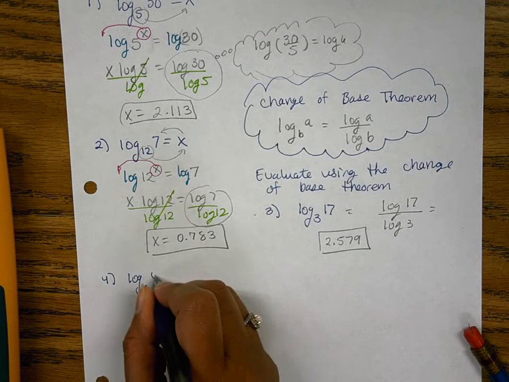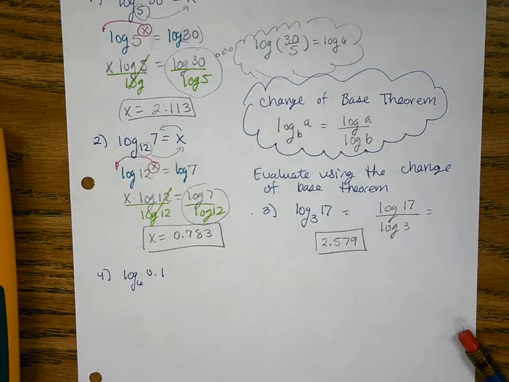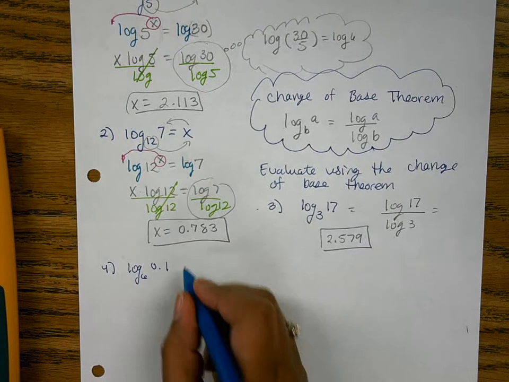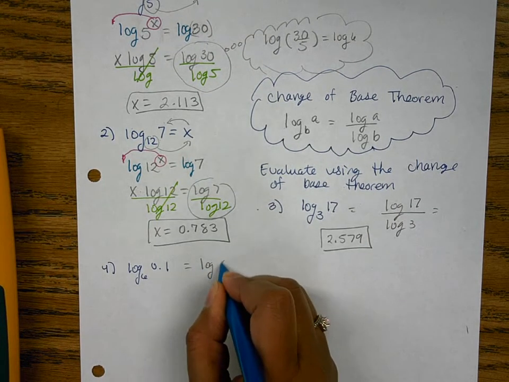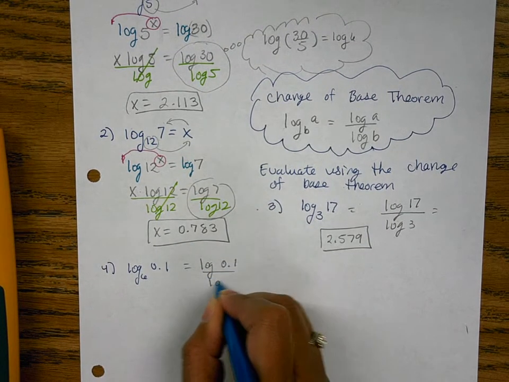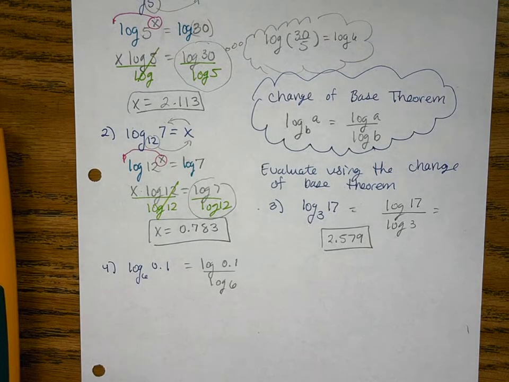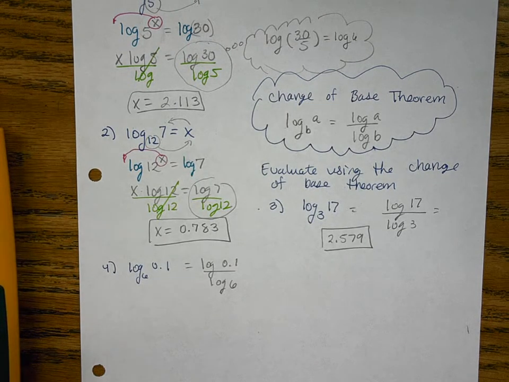Number 4, log base 6 of 0.1 equals log of 0.1 divided by log of 6, and plug it in your calculator.